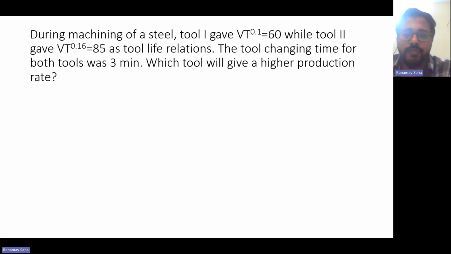There are two types of considerations. One is the production rate, the other is cost. For a high production rate, you have to find out which tool will give the higher production rate. Just try to solve it, then see the solution.